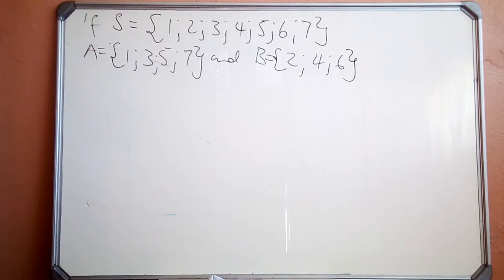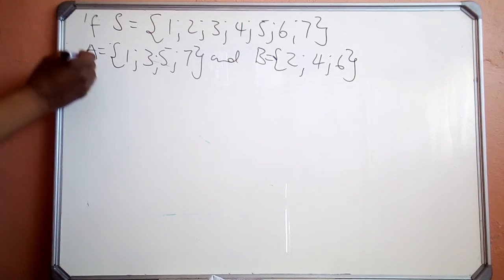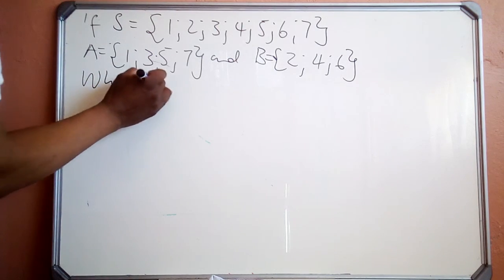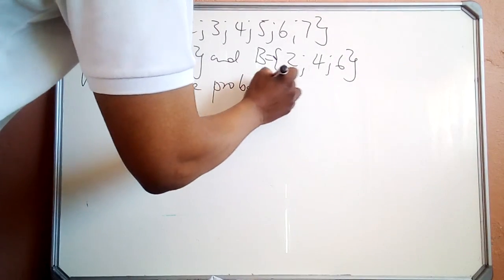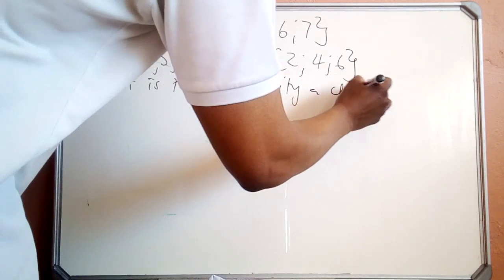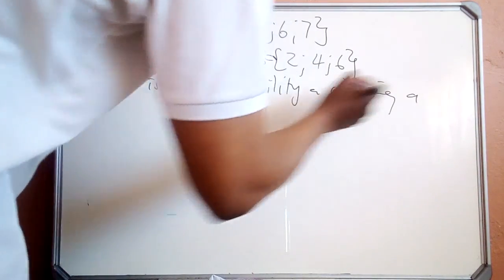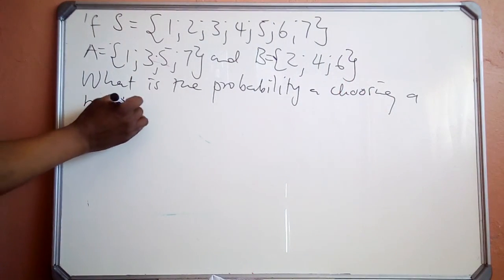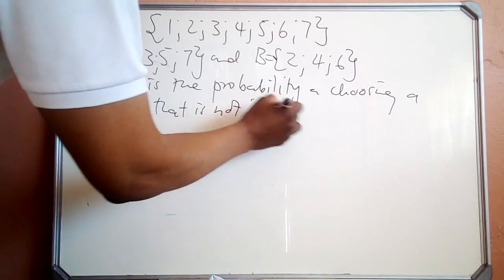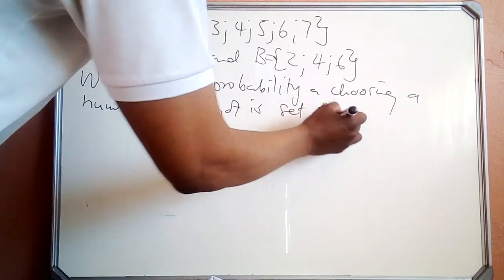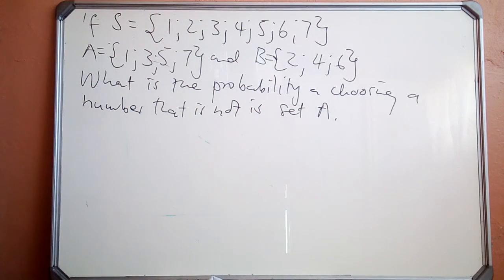So now the question says, what is the probability of choosing a number that is not in set A?